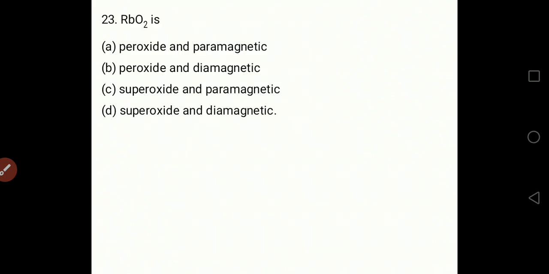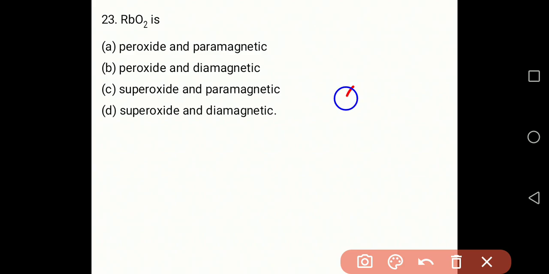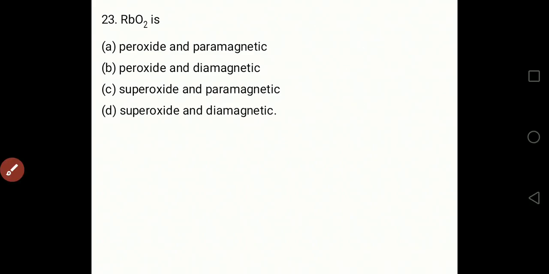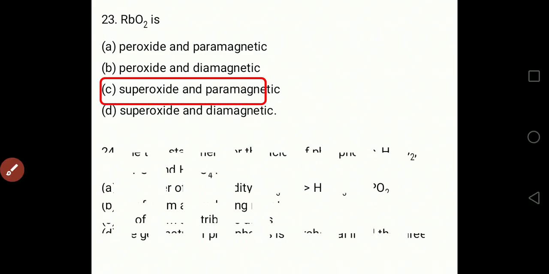Then RbO2 is, remember, superoxide, very famous formula. Superoxide, and it is paramagnetic. Paramagnetic because in this particular case O2 is -1. O2 -1 means, remember, it is odd electron. See, O2 means 16, -1 means 17. 17 means paramagnetic. So the answer for this question is, remember, C.